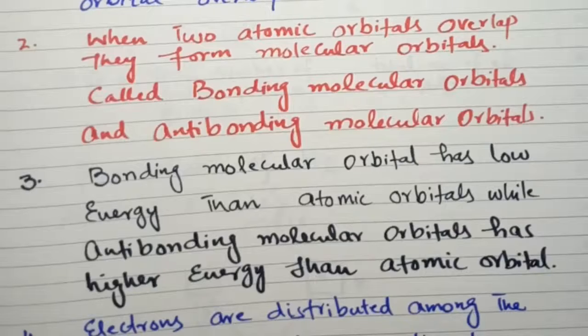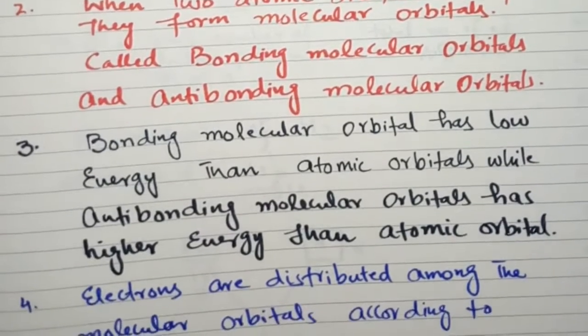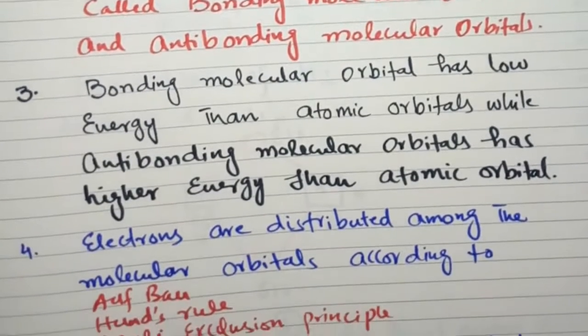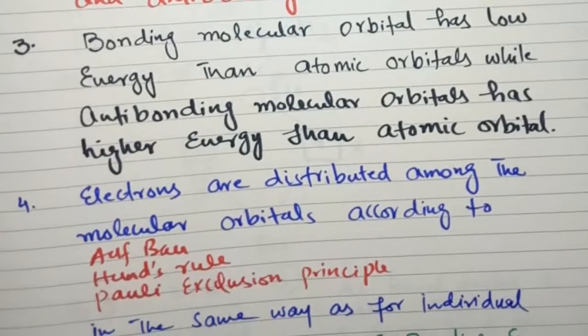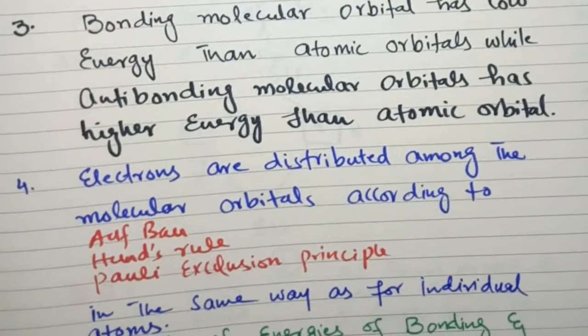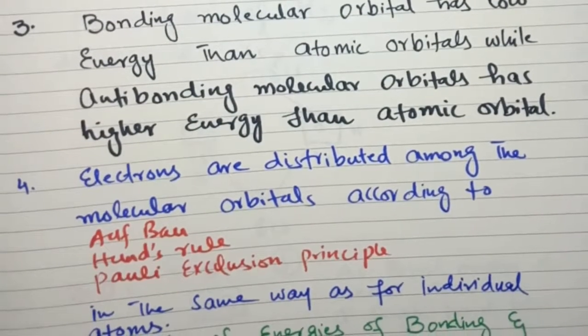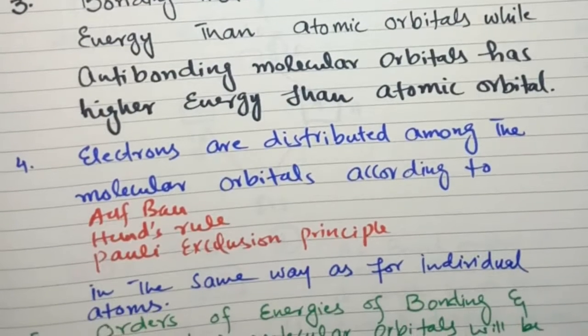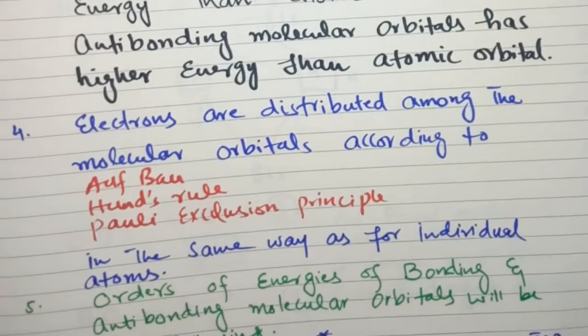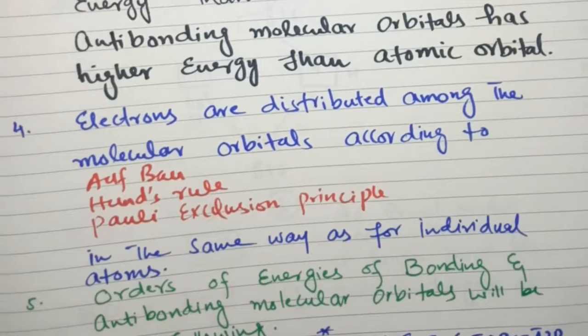Now electrons in the case of molecular orbitals are distributed according to the electronic configuration rules, that is the Aufbau principle, Hund's rule and Pauli exclusion principle, and they are distributed in molecular orbitals in the same way as those for individual atoms.